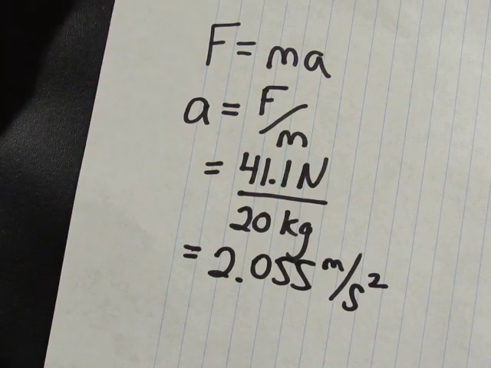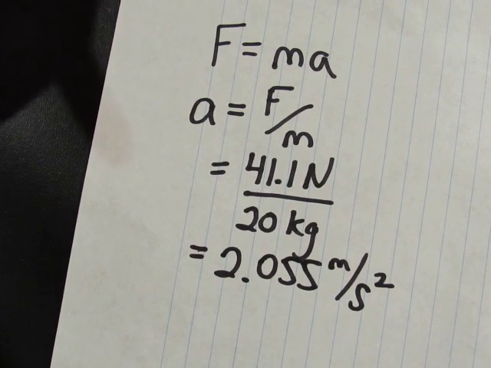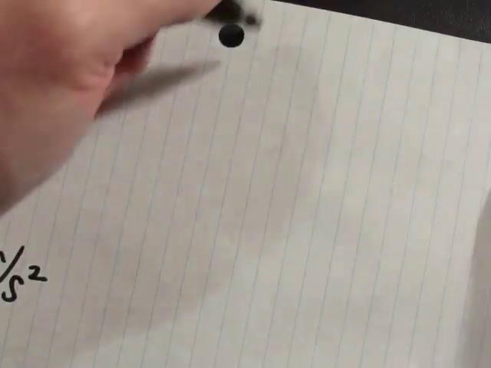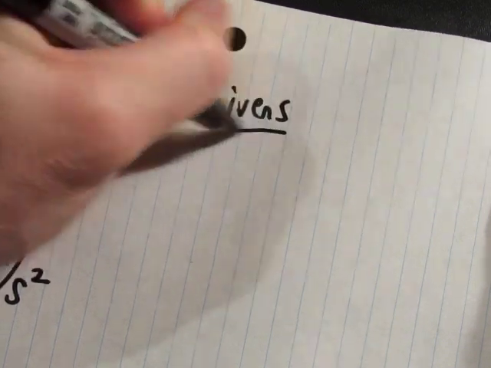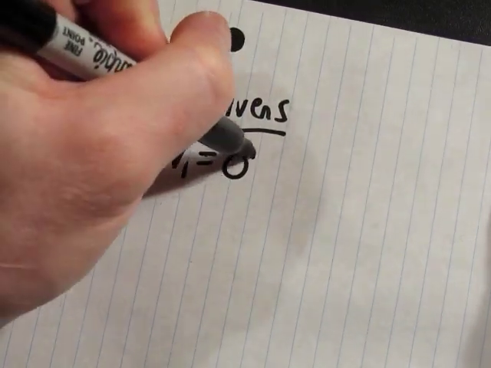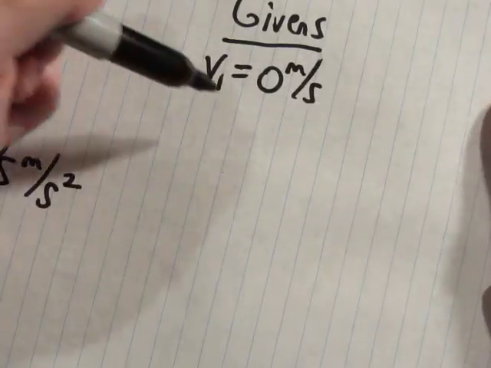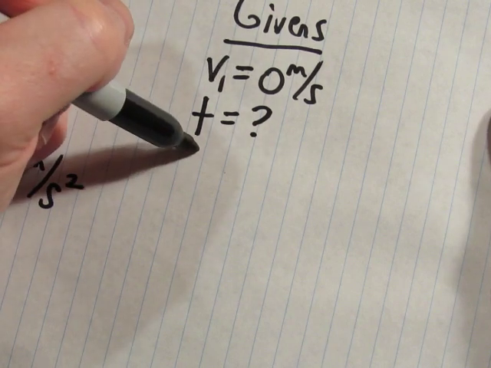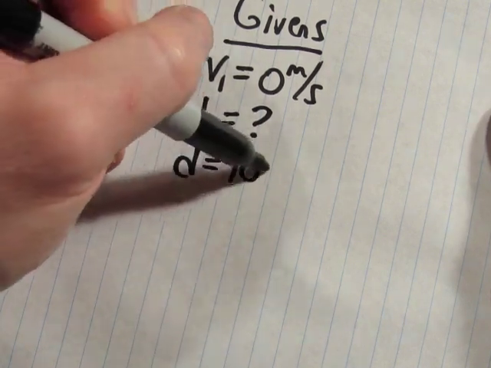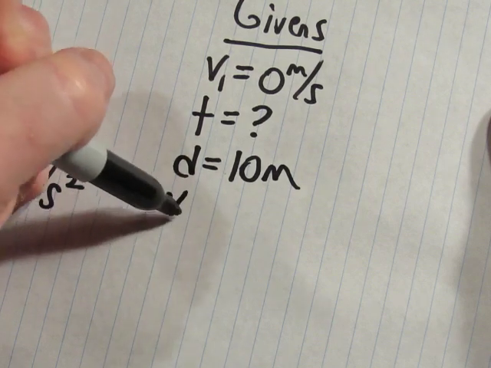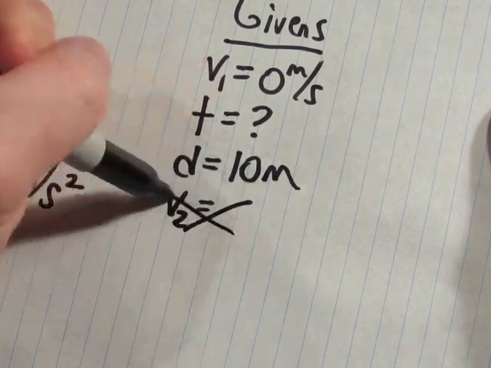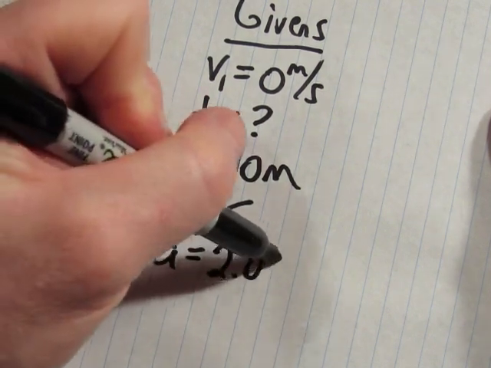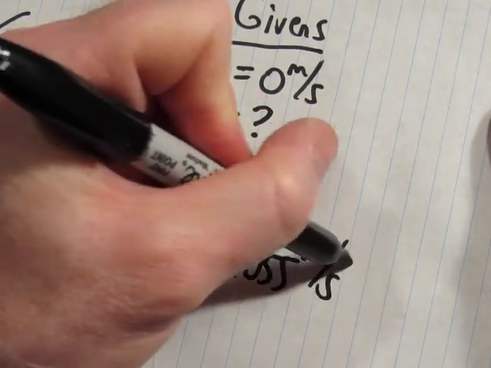So now this goes back to the work from long before the break. You've got more than enough to go back to the 5 acceleration formulas because, well, let's do a full givens list for what's on the page. It says the object starts from rest, so V1 will be 0. We are going to find out how long it takes, so time is going to be the unknown. How long does it take for the box to move 10 meters? We don't know V2. That's not given in the question, but we do know A because we just figured it out. So A is 2.055 meters per second squared.